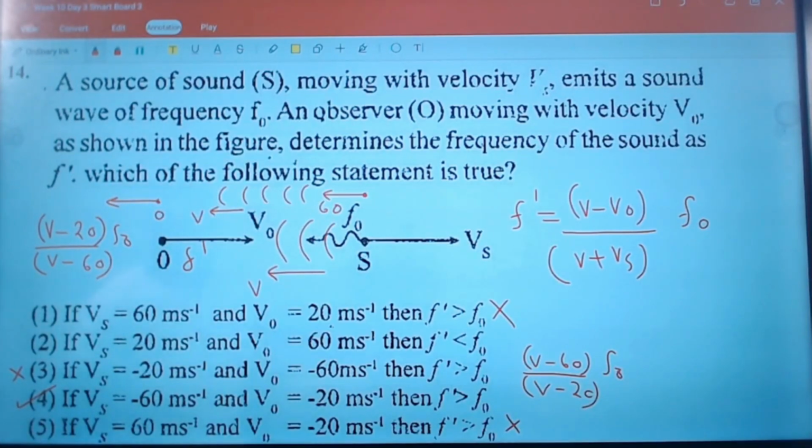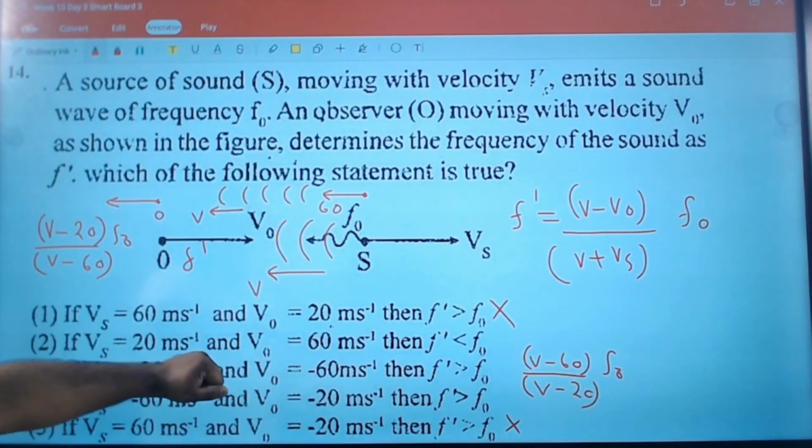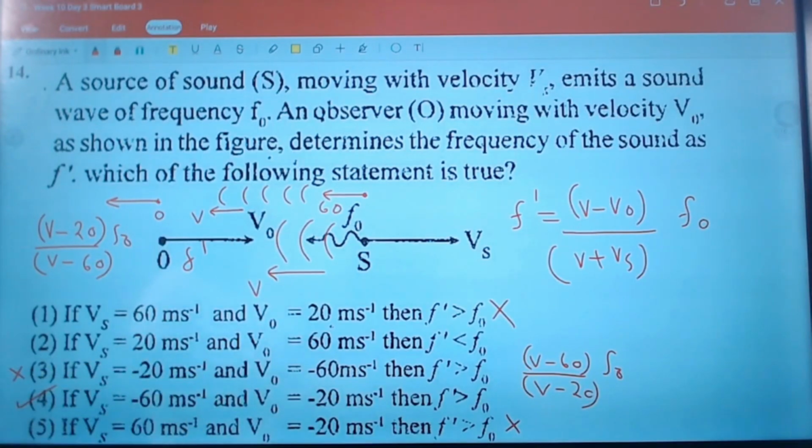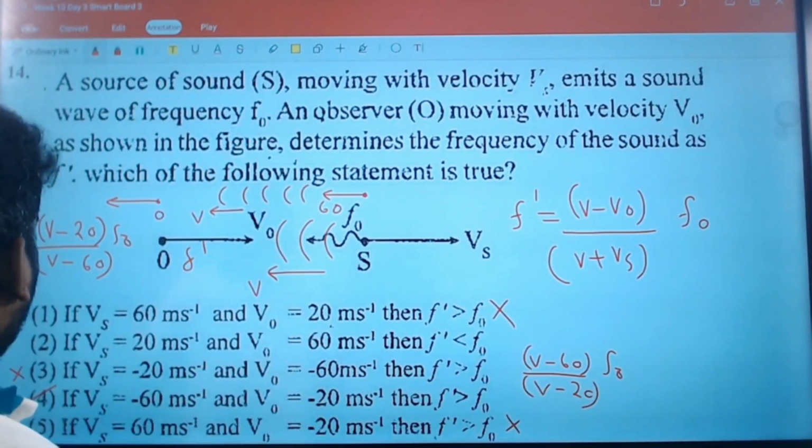This one, 20 and 60. VS is 20, 320, 240. Did you get the ratios correctly there? VS is 20, V naught is 60. Right.